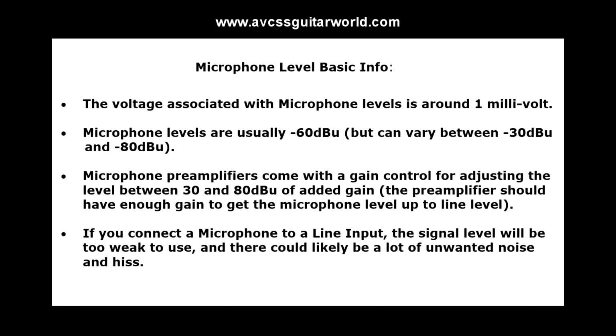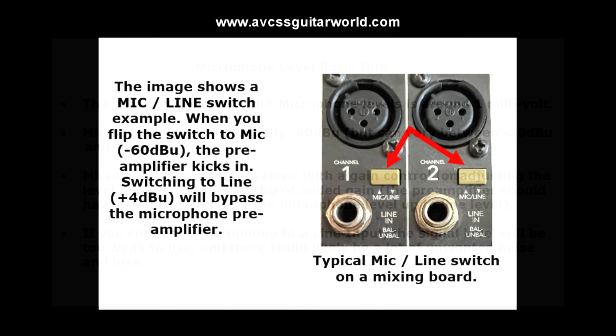The preamplifier should have enough gain to get the microphone level up to line level. If you connect the microphone to a line input, the signal level will be too weak to use, and there could likely be a lot of unwanted noise and hiss.